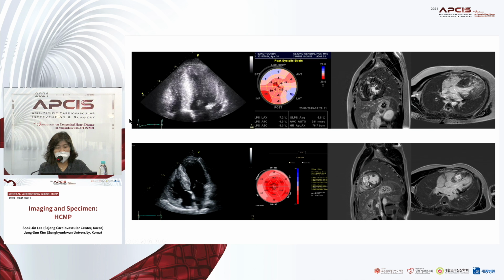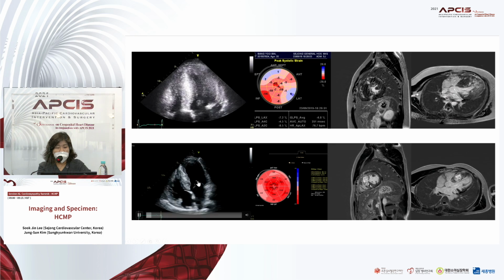Let me show you several cases from our hospital. This is a 20-year-old male patient who presented with syncope and had diffuse LVH, and the strain was very decreased. On his MRI, there was late gadolinium enhancement in the septum, especially at the junction of the RV and LV walls, and patchy gadolinium enhancement in the septum and apex.